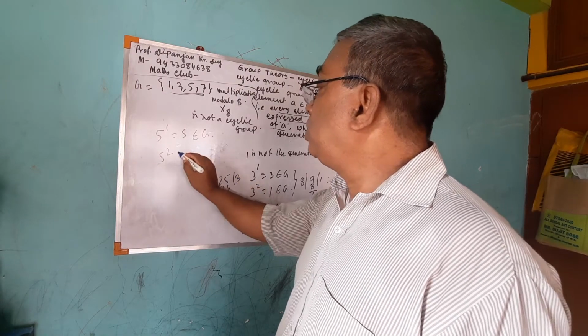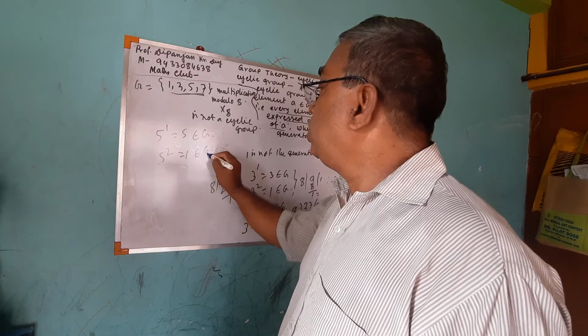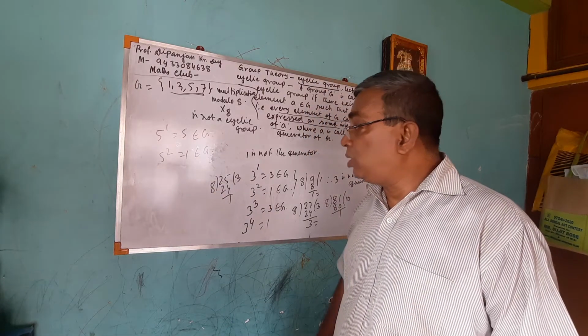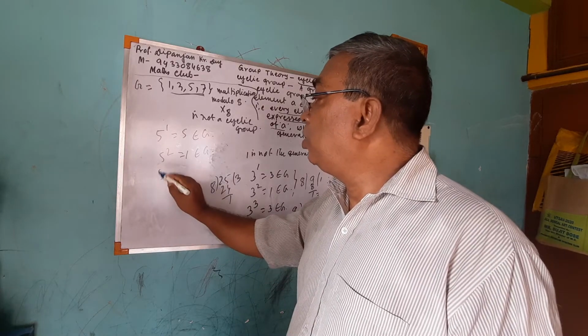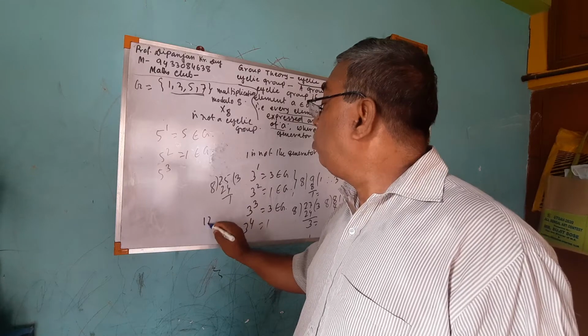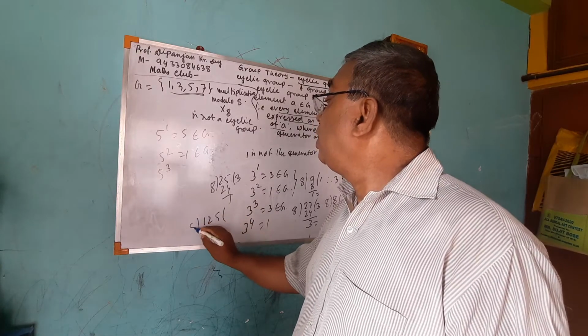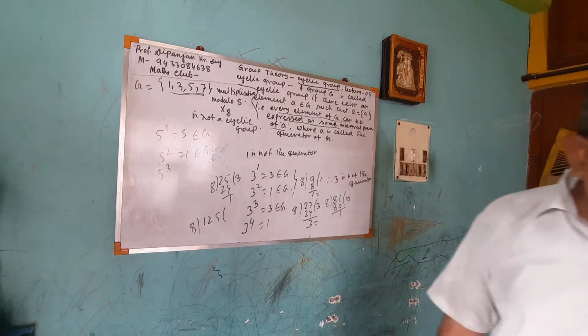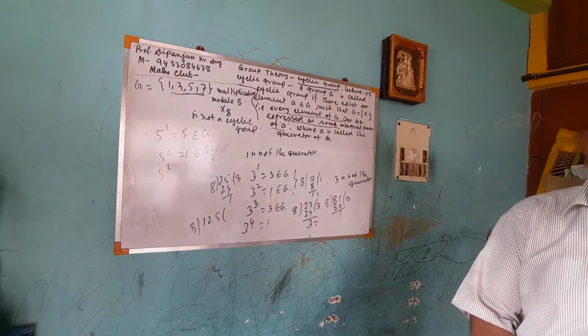This is 1. This equals 1, belongs to G. No problem. 5 and 1 we are getting. Now we will see whether we are getting 3 or 7 or not. Then 5 to the power 3 is 125. 125 divided by 8.